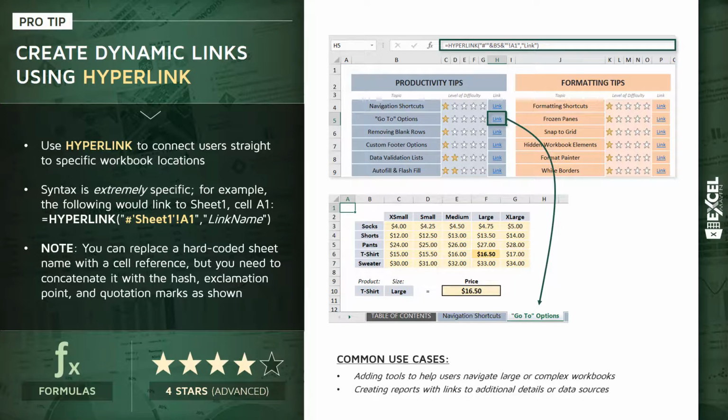So the use cases here, for one, adding tools to help users navigate larger complex workbooks, like, for example, a pro tip workbook that has about 100 tabs of information in it. And two, this is one that I actually do quite a bit: creating reports that have links to additional details or data sources. So maybe you've provided a report for a client that's a top line summary view. You can add a link that can drill down to a much more detailed sheet if the user wants to access that level of detail. Really helpful tool in those types of cases. So let's go ahead and build our own hyperlink in the Pro Tip workbook.